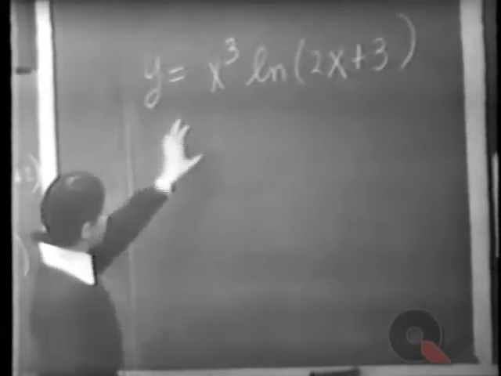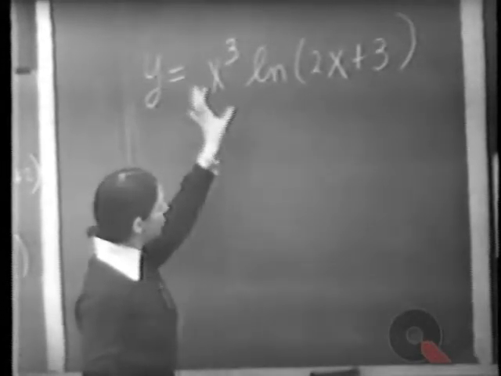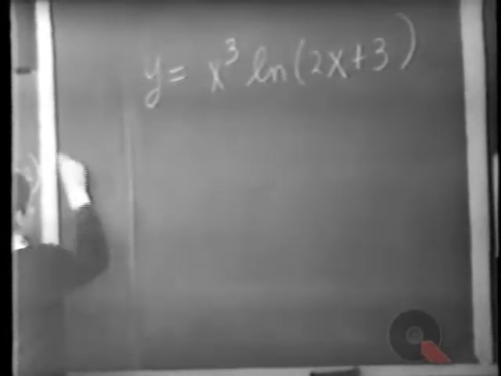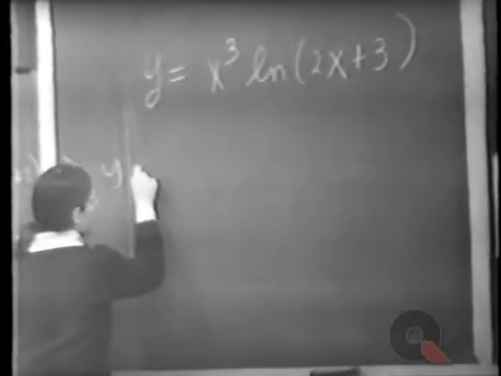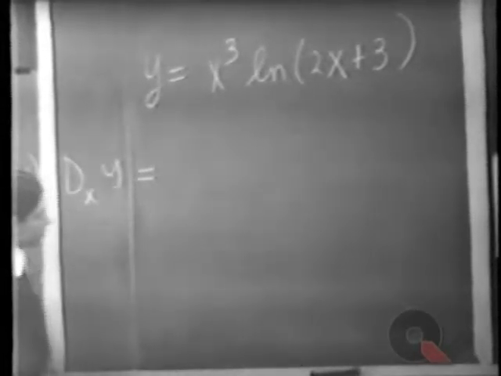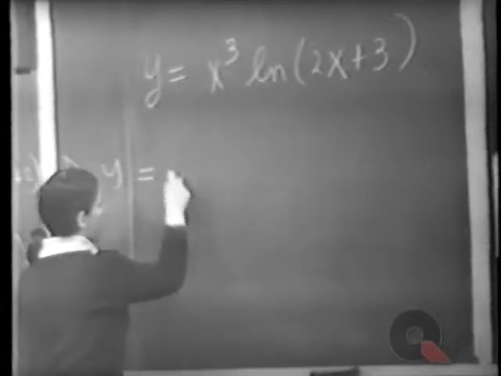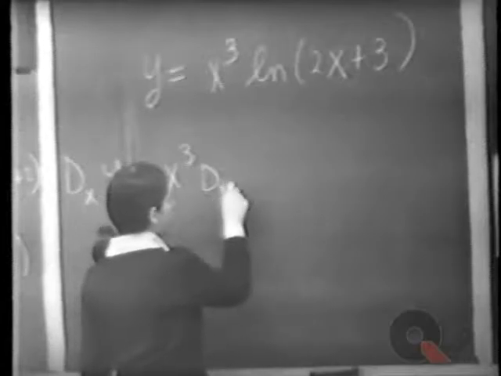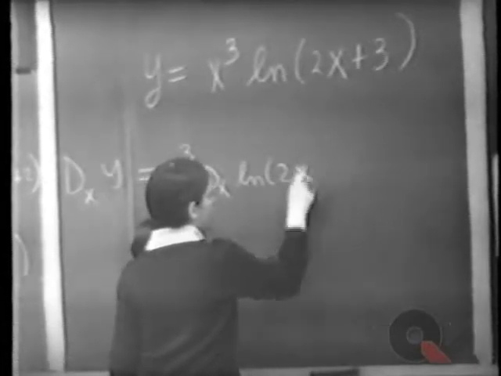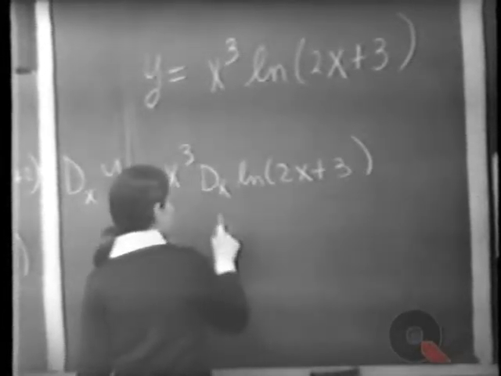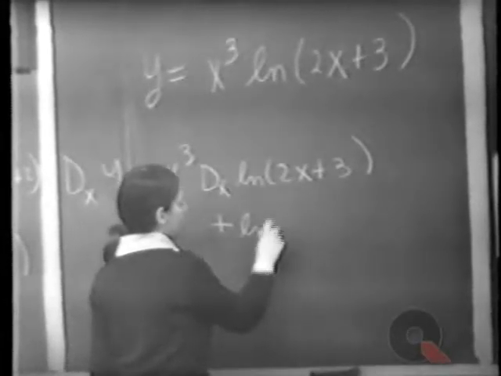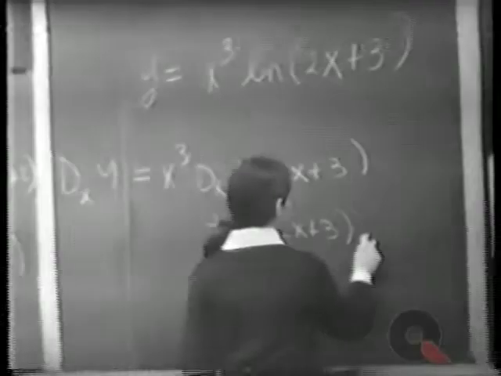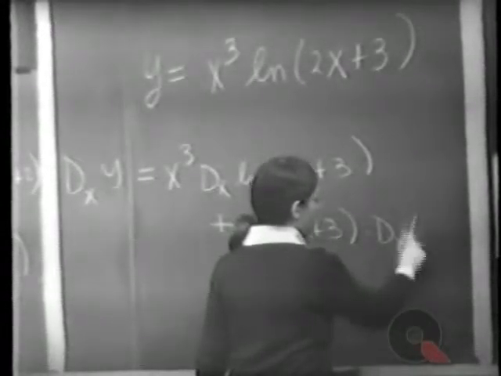Right here we could think of this as a product. It's x cubed times the natural log of 2x plus 3. This should be differentiated by the product rule. In other words, we will have the first function, x cubed, times the derivative of the natural log of 2x plus 3, plus the second function, the natural log of 2x plus 3, times the derivative of x cubed.